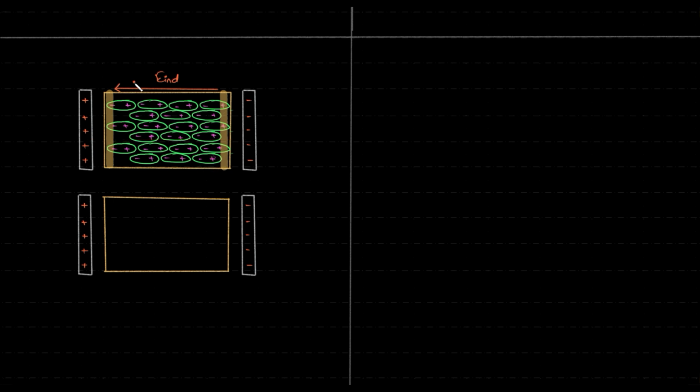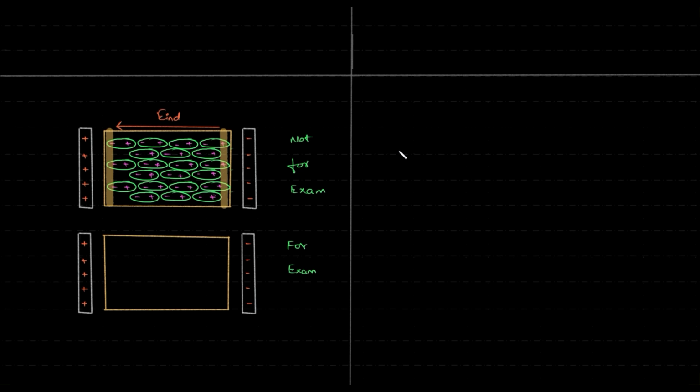Okay, so let's move on. Let me put it in the middle actually. Okay, this is not an exam oriented diagram. It's for you guys to understand. What you have to draw in exam is the second one. So let me mention that. This is for exam, and this is not for exam, because you guys will waste time. Okay, let's move on.